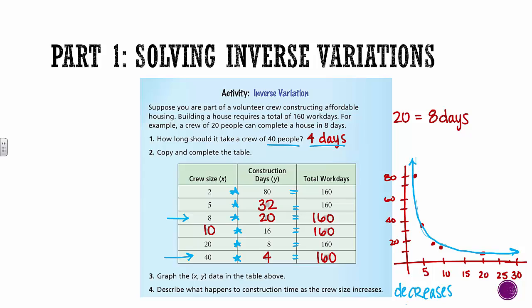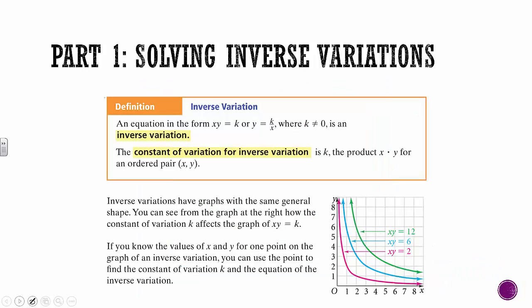So describe what happens to the construction time as the crew size increases. Well, as that increases, like this did here, the construction days decrease. They get smaller and smaller. So the more people we have, the fewer days it's going to take. So we just found something that had an inverse variation.